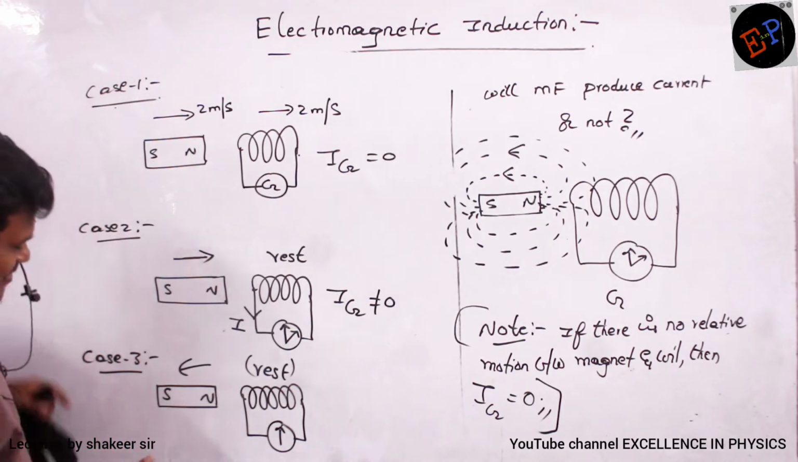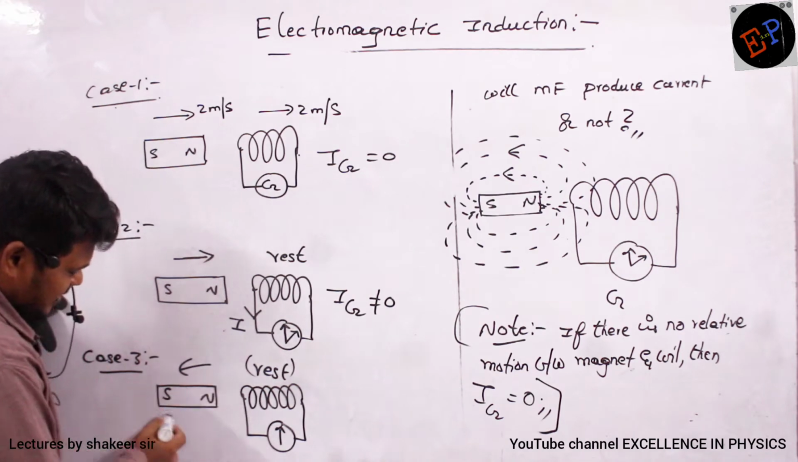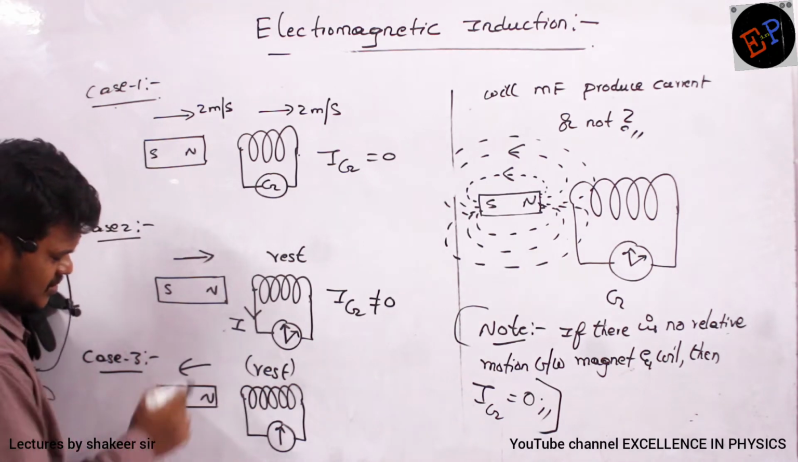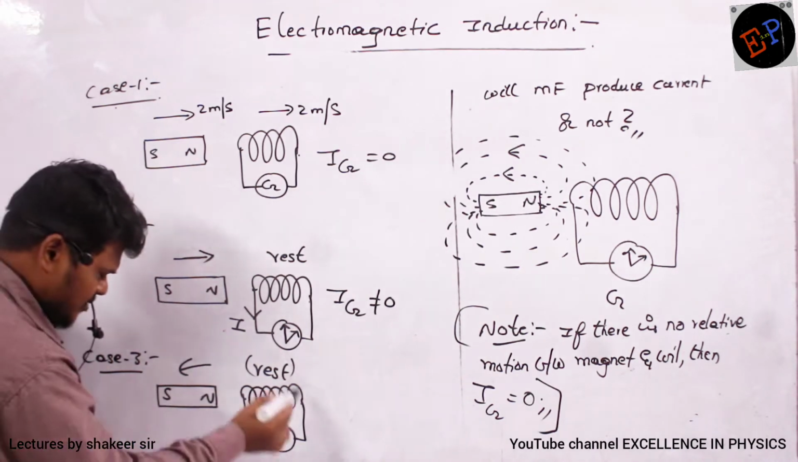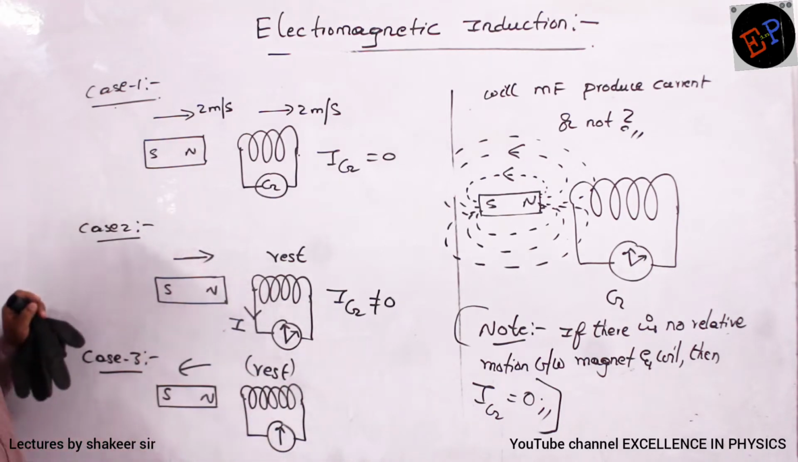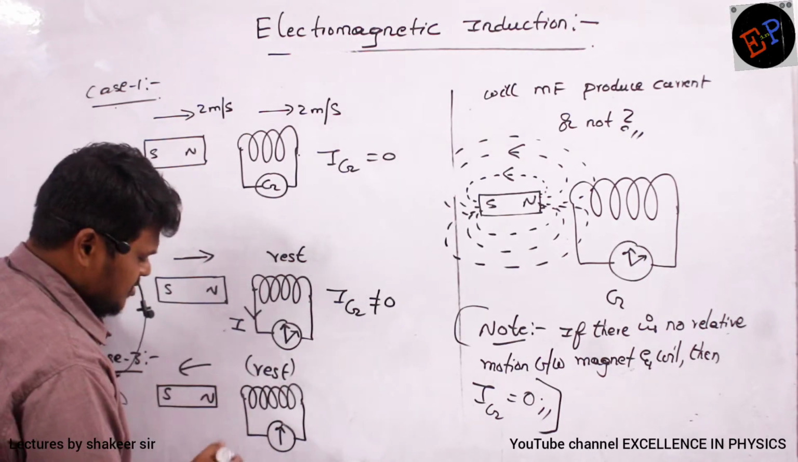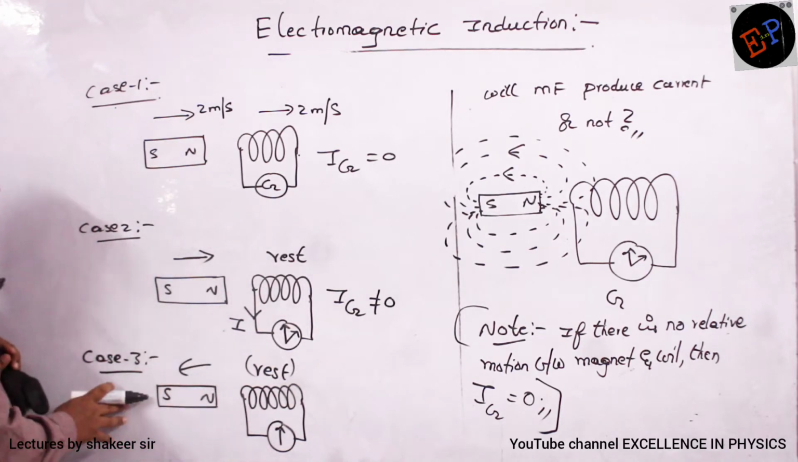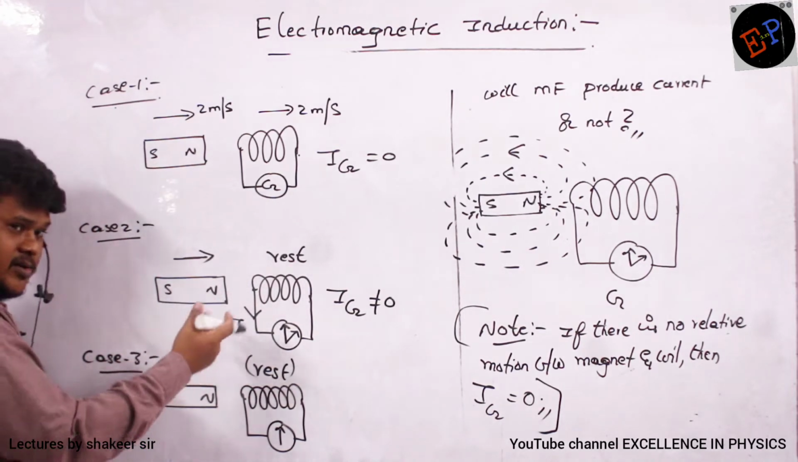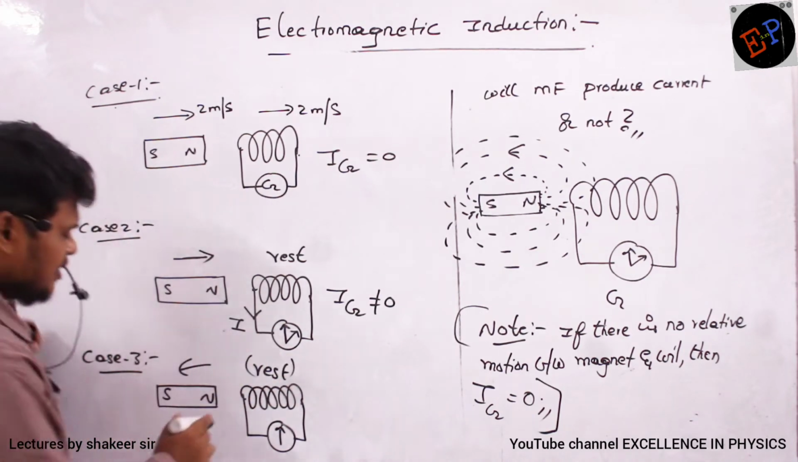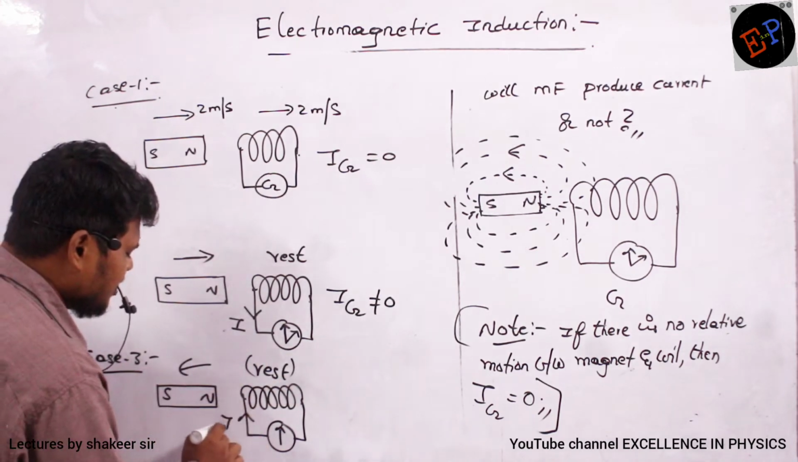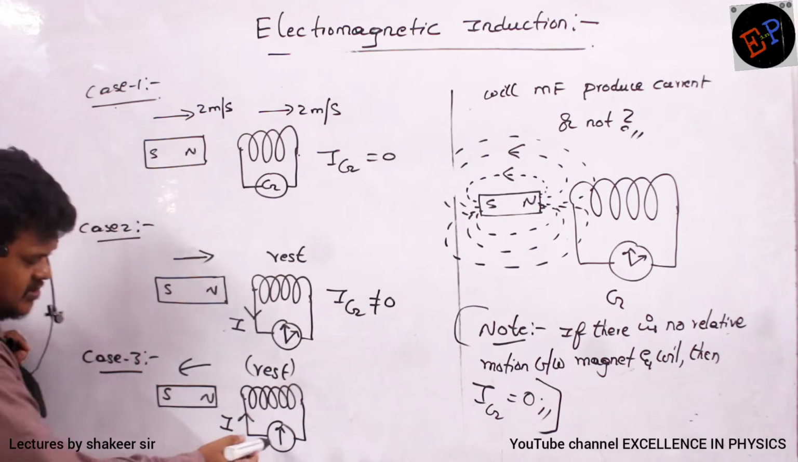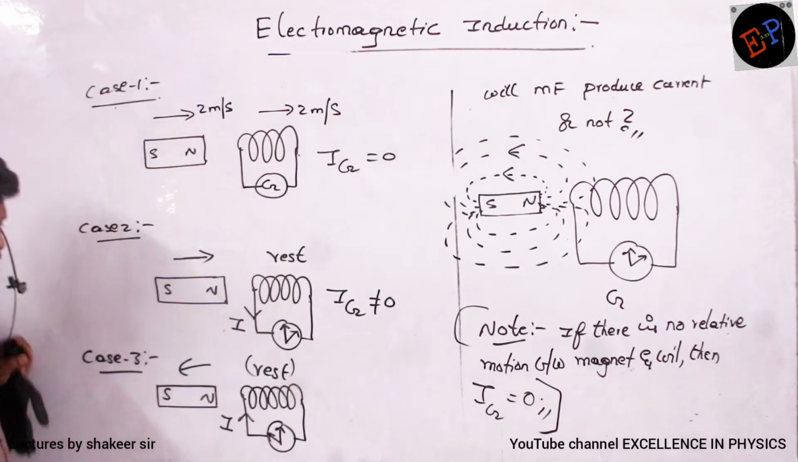No. So if the magnet is moving in the opposite direction and the coil is in rest position, here also definitely there is some relative motion. Clear? Relative motion is definitely present. And now I see that because the magnet is moving in the opposite direction, the direction of current has also reversed. Now current is flowing in the opposite direction. It means now the deflection is in this direction. Are you able to understand?